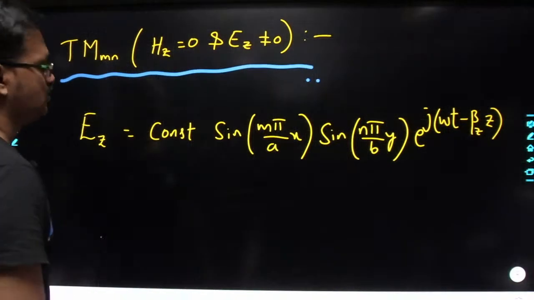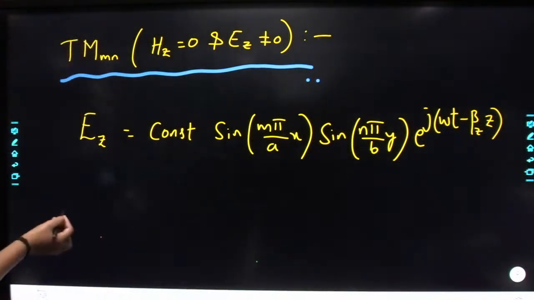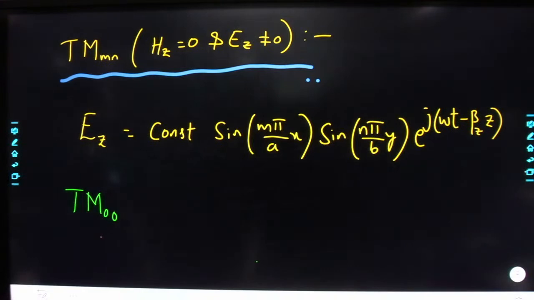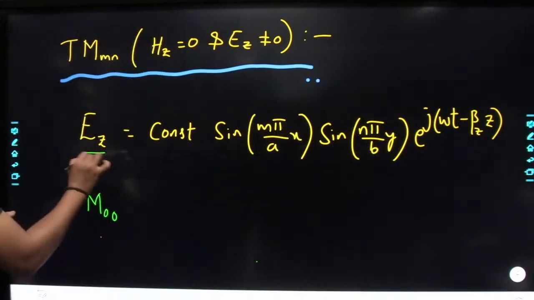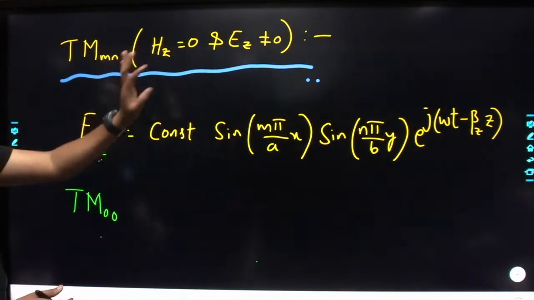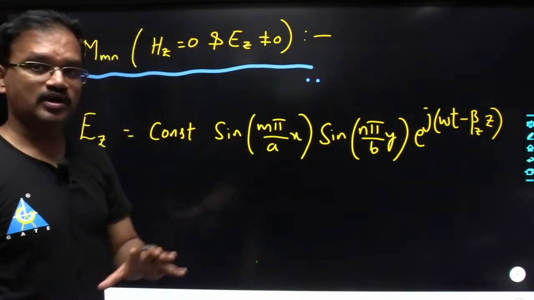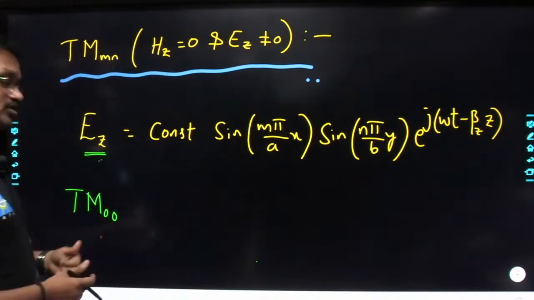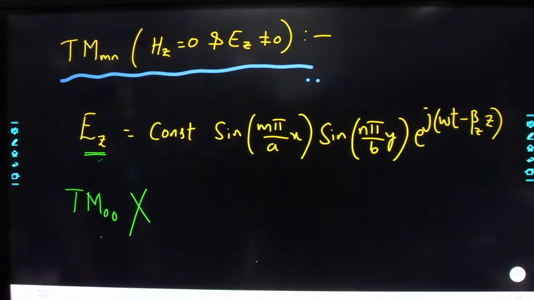So let us check which modes are possible here. Let us take TM00 mode. If you put m equal to 0 and n equal to 0, the z component becomes 0. Already Hz equals 0, now Ez also becomes 0. If both Ez and Hz become 0, all the other field components Ex, Ey, Hx, Hy will also become 0, which means no fields exist inside the waveguide for the m equal to 0, n equal to 0 mode. So TM00 mode is not at all possible.